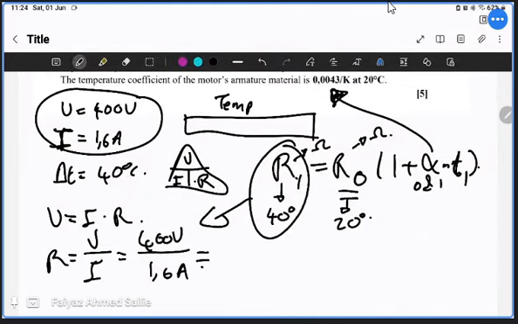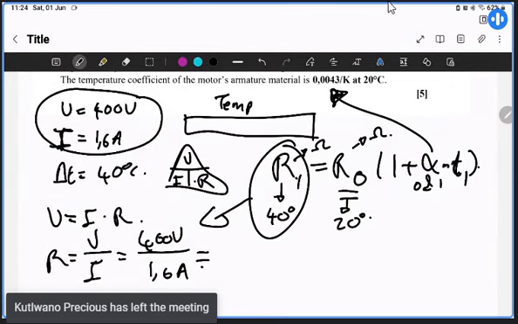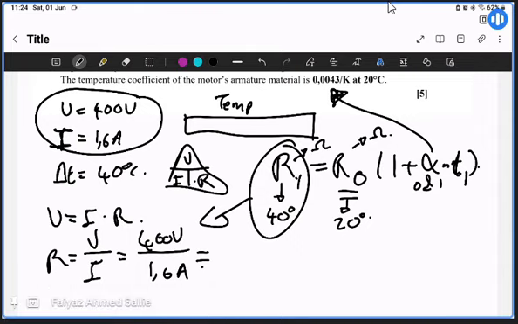And when I punch this into the calculator, 400 divided by 1.6 amps is equal to 250 ohms.